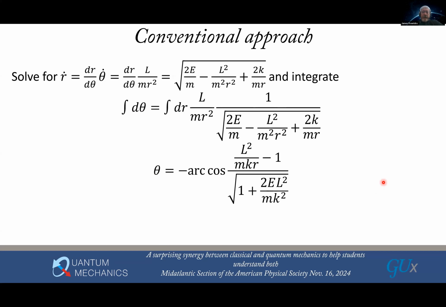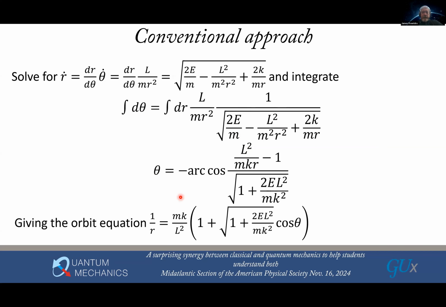And if I take the cosine of both sides and then solve for this 1 over r, you then get the orbit equation. 1 over r is mk over L squared times 1 plus the square root of 1 plus 2EL squared over mk squared, times cosine theta. That's the well-known equation of an ellipse with the origin at one of the foci of the ellipse.